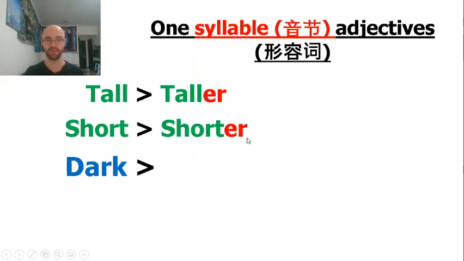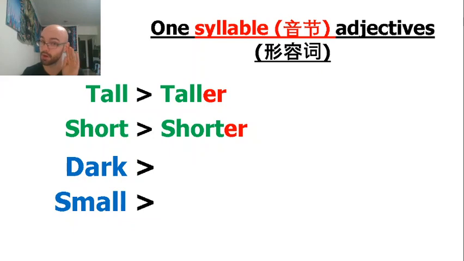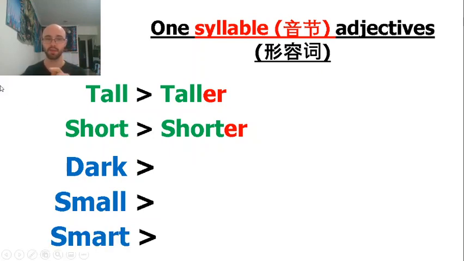So here we have short becomes shorter. The bit is in red. So dark, can you guess what dark becomes? See if you're right. What does small become? And what does smart become? They're all one syllable. Tall, short, dark, small, smart.